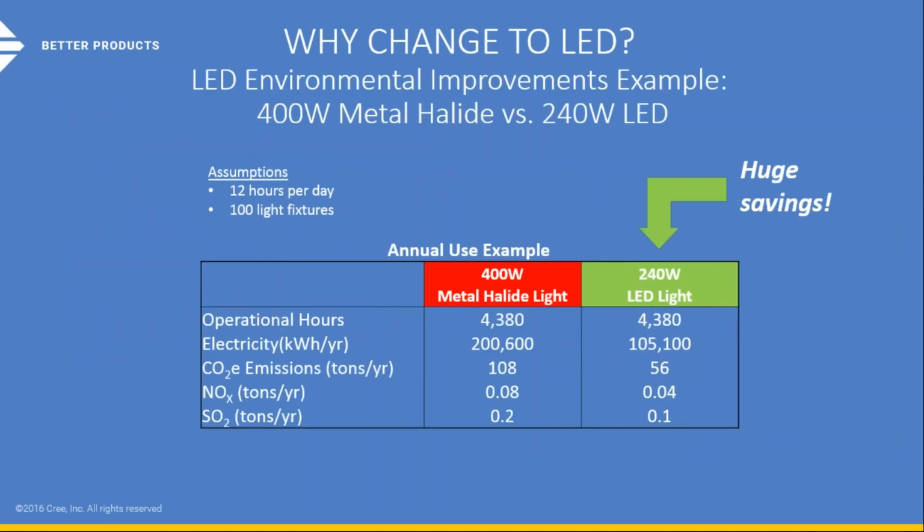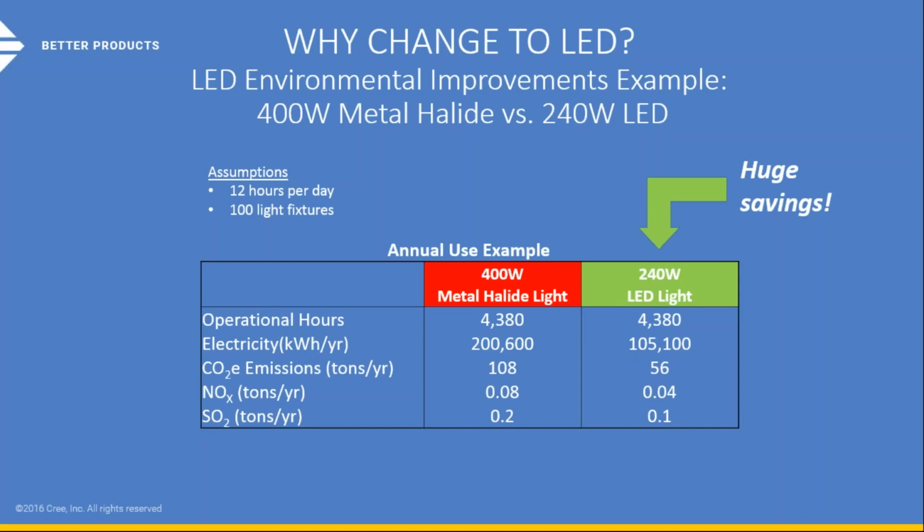So really simple, looking at this, why change to an LED? Very typically a 400-watt metal halide light up in the ceiling. That's what we typically see. Our equivalent, or the industry's equivalent, LED light is roughly going to be around 240 watts. You can see that we don't change anything relative to the operating hours, but we do look at the amount of electricity that's being consumed, and you can see that's nearly 50% savings just on the electricity alone.